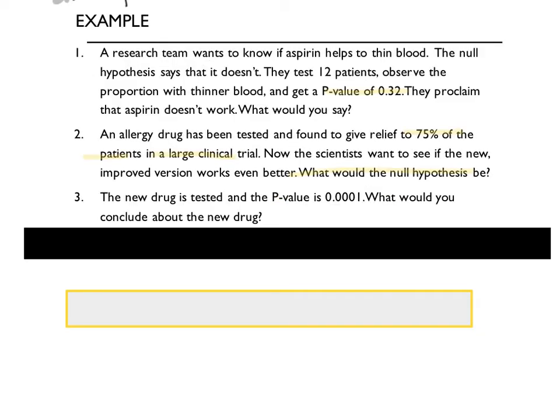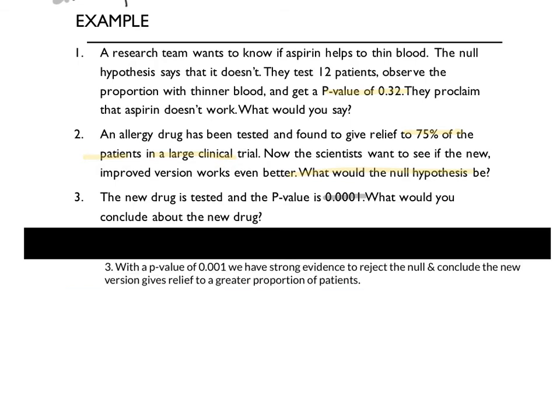If we look at the last question, it says a drug is tested and the p-value is found to be 0.0001. What would you conclude about the new drug? So with that very small p-value, we would say we have strong evidence to reject the null and conclude the new version gives relief to a greater proportion of patients.